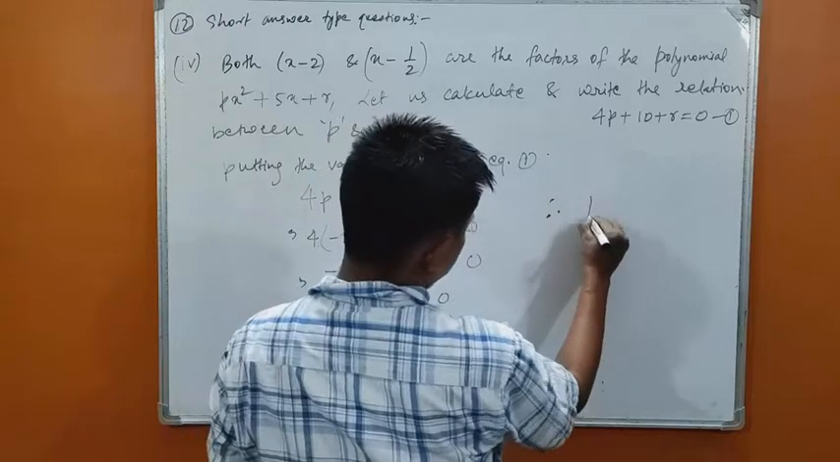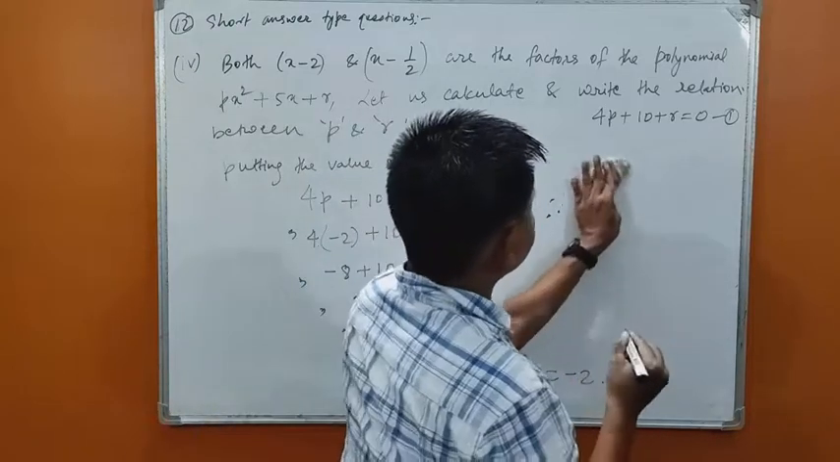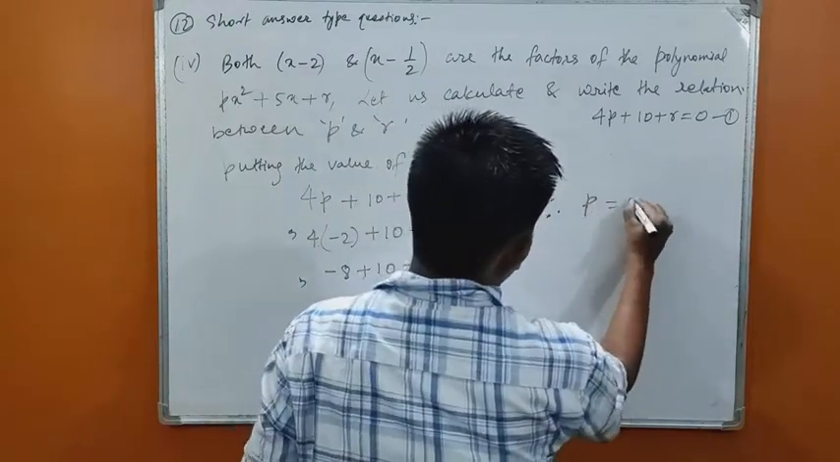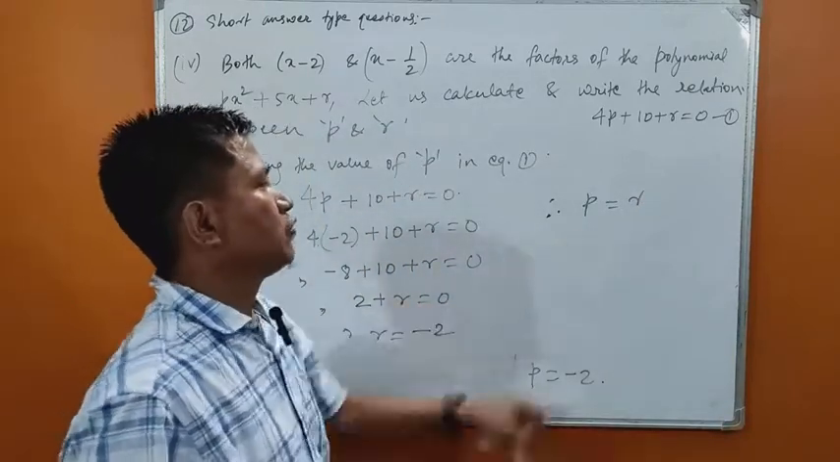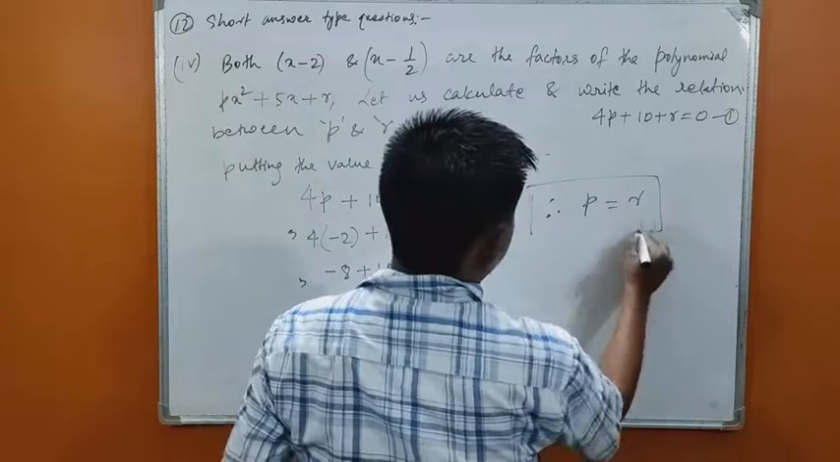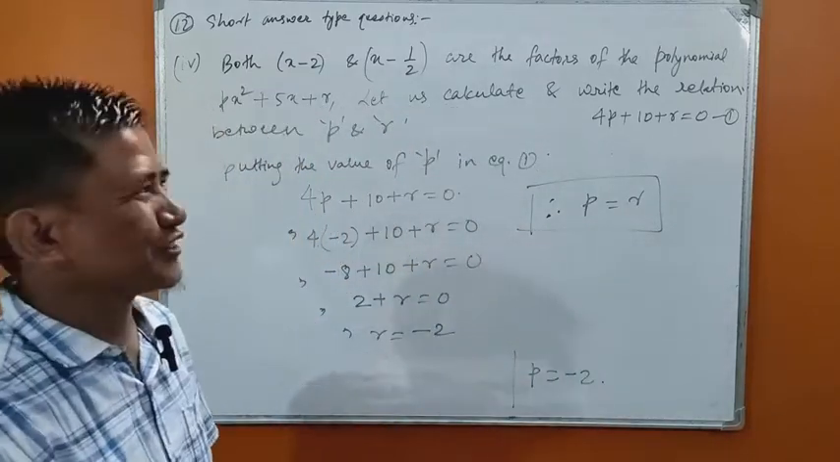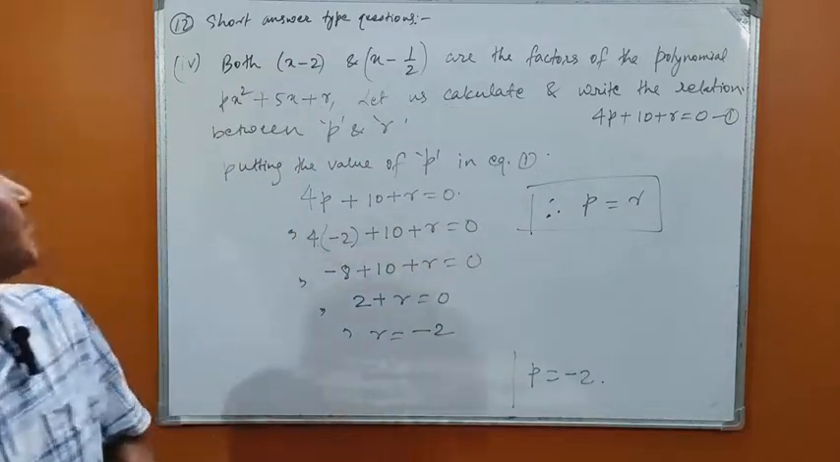Therefore we can write the relation between p and r is p equal to r, because the value of p is minus 2 and the value of r is also minus 2. Then we can write p equals r. Okay, I hope you understood this. Now let's move to the last question.